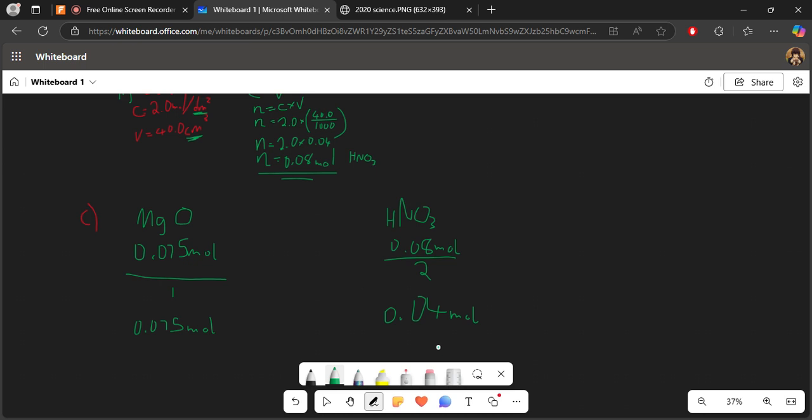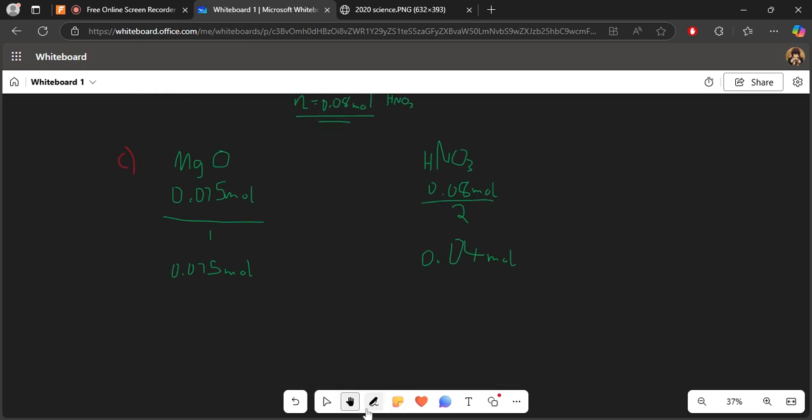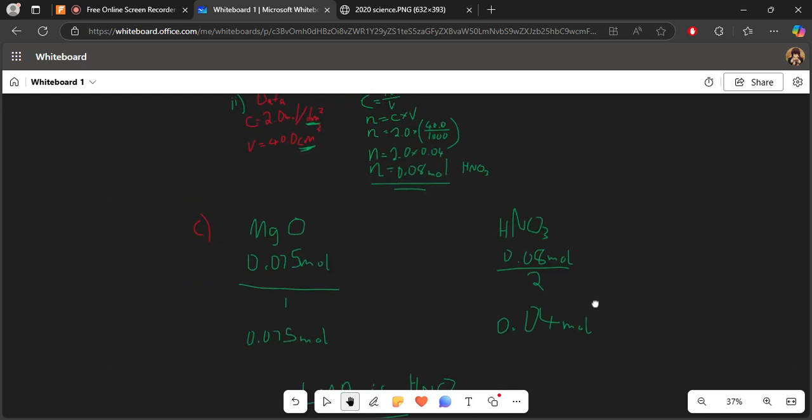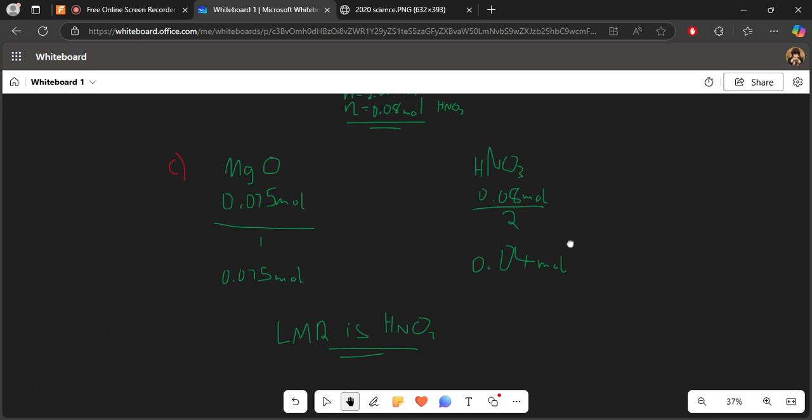So we notice that this is less than this. So that means our limiting reactant, or LMR, limiting reactant, is nitric acid. So the nitric acid will finish before the magnesium oxide, making it the limiting reactant. This is just about as much as you should know. Everything I say after this is just some extra information.